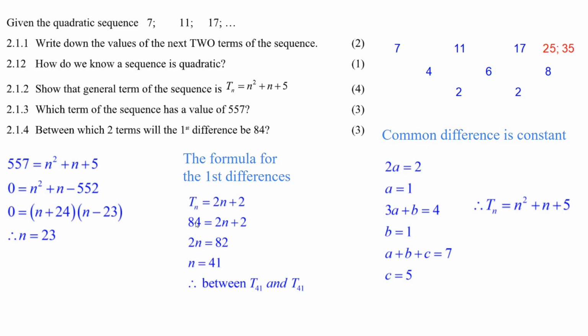I want to find out what term works for 84. So I put 84 as the first difference. I subtract 2, divide by 2. It's the 41st term. So it's between the 41st and the 42nd. I didn't type that in properly. It should be between the 41st and the 42nd term. That's where the difference will be 84. You can think through this yourself, but that's how it works.